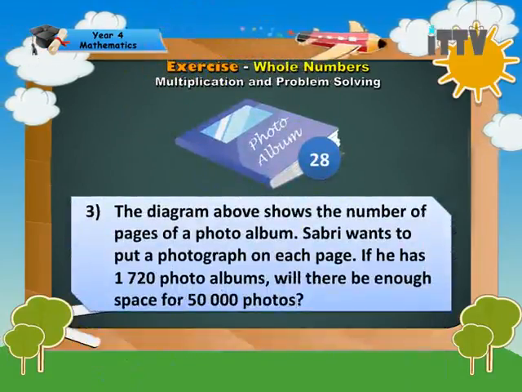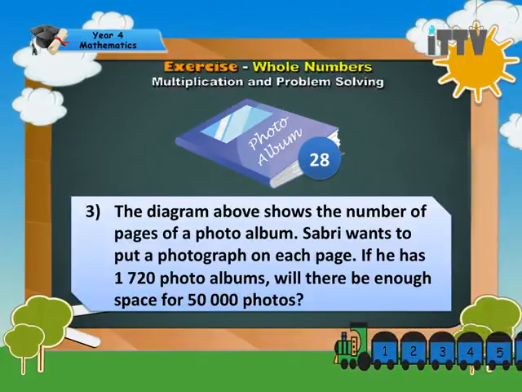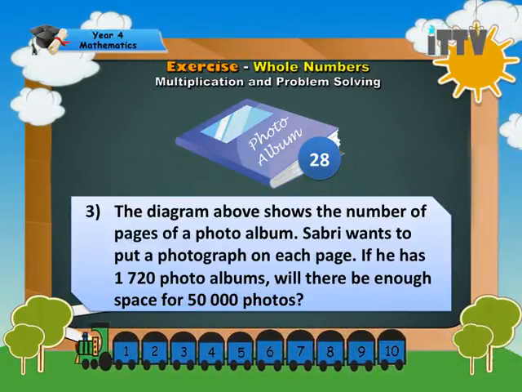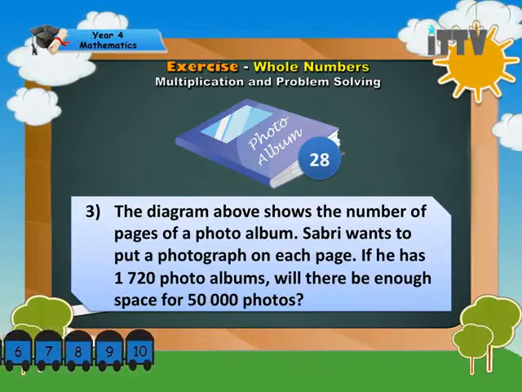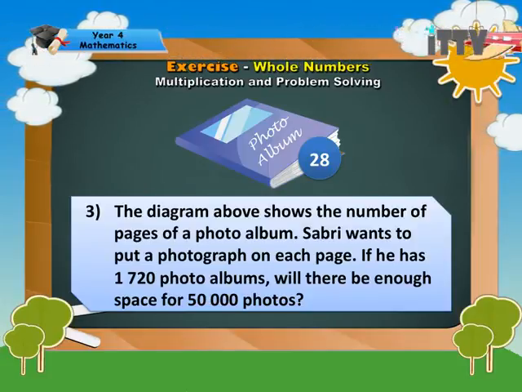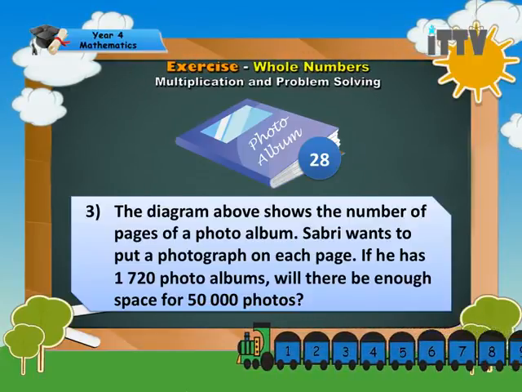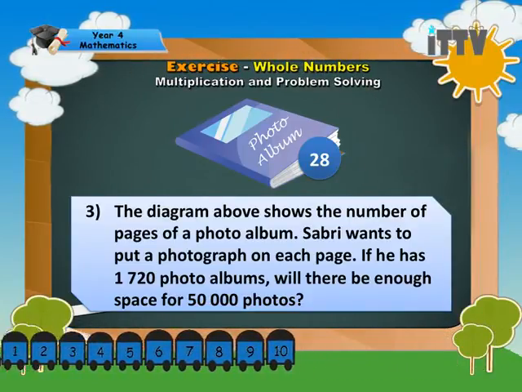For question number 3, the diagram above shows the number of pages of a photo album. Sabri wants to put a photograph on each page. If he has 1,720 photo albums, will there be enough space for 50,000 photos? Wow, I think Sabri is a real fan of photography, don't you think?